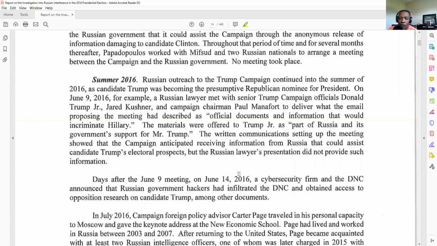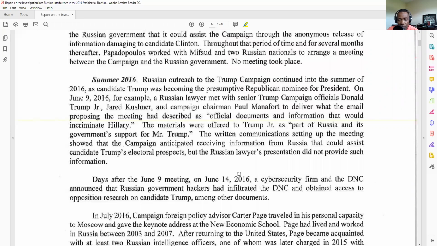Summer of 2016. Russia outreach to the Trump campaign continued in the summer of 2016 as candidate Trump was becoming the presumptive Republican nominee for president. On June 9, 2016, for example, a Russian lawyer met with senior Trump campaign officials, Donald Trump Jr., Jared Kushner, and campaign chairman Paul Manafort to deliver what the email proposing the meeting had described as, quote, official documents and information that would incriminate Hillary, close quote.